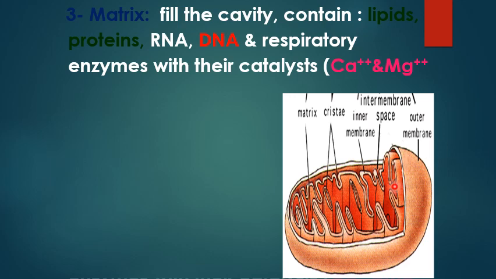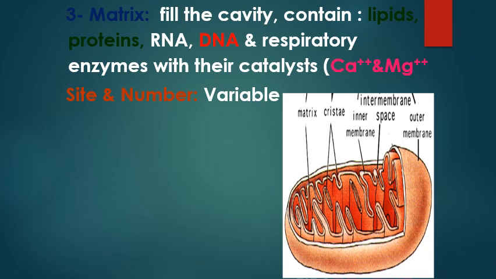The matrix fills the cavity and contains lipids, proteins, RNA, DNA, respiratory enzymes, and catalysts such as calcium and magnesium. Because the mitochondria contains DNA, it can self-replicate and increase its number. The size and the number of the mitochondria differ from one cell to another. Active cells contain many mitochondria, up to 1000 or 2000 as in the liver cell. Inactive cells such as lymphocytes contain a small amount of mitochondria.